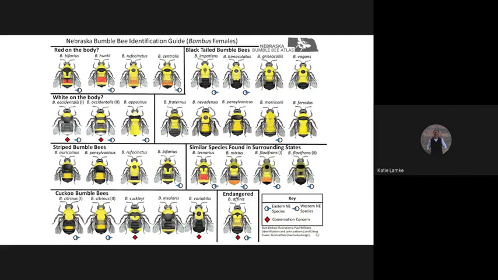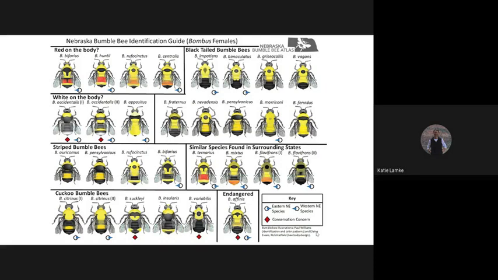nebraskabumblebeeatlas.org. And it can look a little bit overwhelming if this is your first sort of deep dive into bumblebee identification. But once you start paying attention to the bees, it'll become a little bit easier. And the sheet is actually well organized once you become familiar with it.